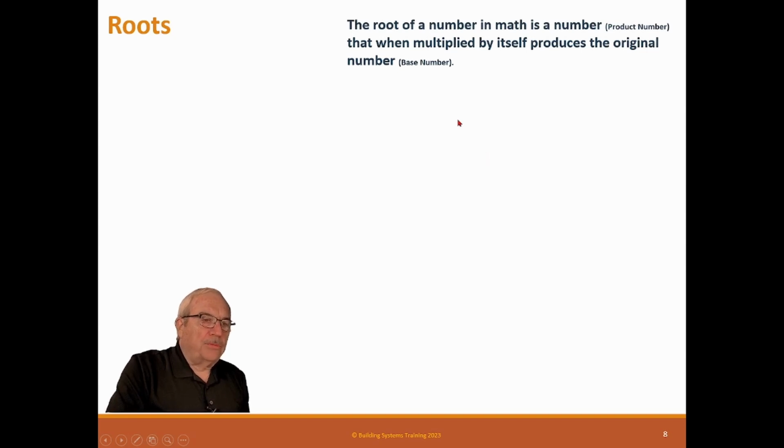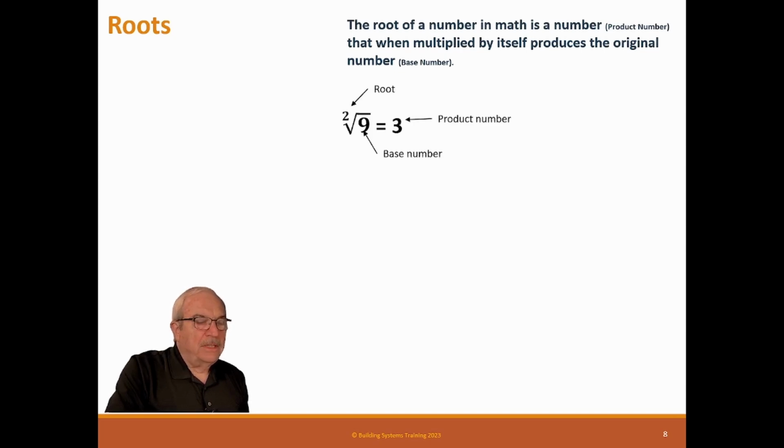Okay, now we're going to talk about roots. Roots are exactly the opposite of a power. So the root of a number in math is a number that, when multiplied by itself, produces the original number. So this is a square root here. This is a root function symbol. What we're trying to find is the number that, multiplied by itself 2 times, equals that number. So it's exactly the opposite of the power that we did before.